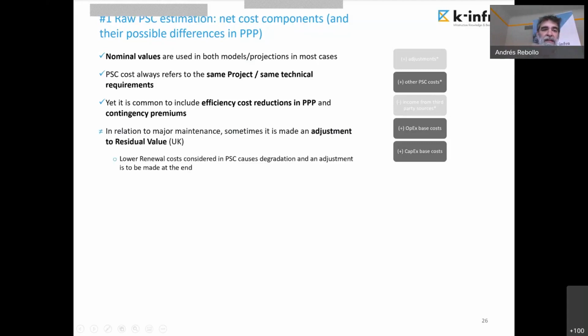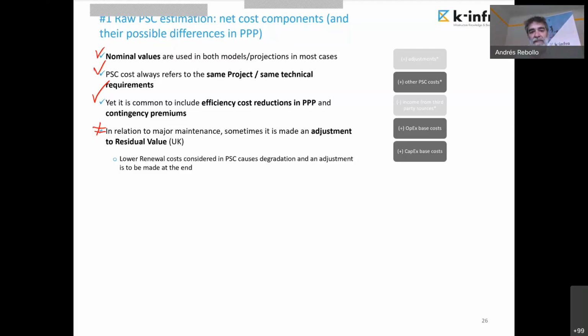Okay, you see the tick here is things that are like or consistent with the CP3P. These are things that are different or not consistent with the CP3P guides, which doesn't mean that it's bad practice, okay? In relation to major maintenance, sometimes an adjustment is made to the residual value, for example, in the UK. And it's something that we are advising to implement in Colombia, for example. And they have it already, but we are sophisticating it a little bit more. And I think they have the same also in Peru, in Latin America.